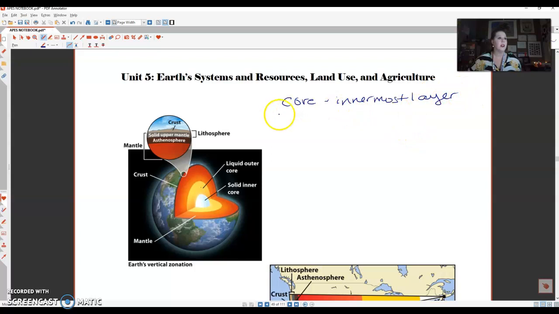So it is the innermost layer, and it is made of nickel and iron. All right? And keep in mind that it is a solid. From the core, we then have the mantle. And you guys don't have to know about inner core, outer core, and all that. You just need to know the core. So the mantle is the middle section.